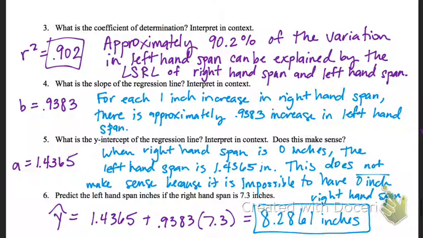Then number 6, it wants you to predict. What is something that we don't know from computer output when we're predicting? We don't know the range or the domain. Well, we don't know the domain, so we don't know if we're extrapolating or not. So we just assume and hope that we're not. Really? Oh, great. So with this, you just predict.